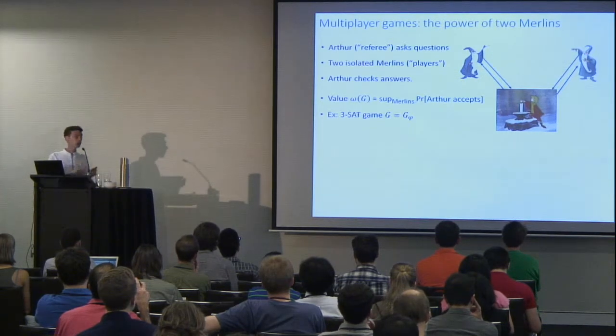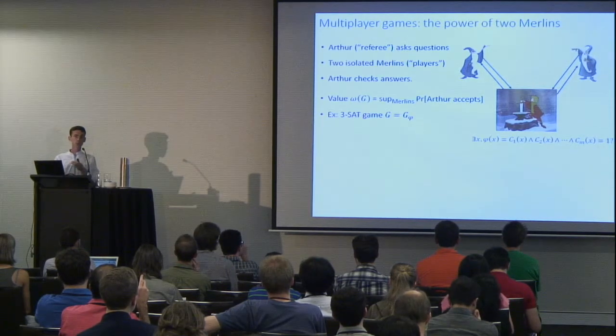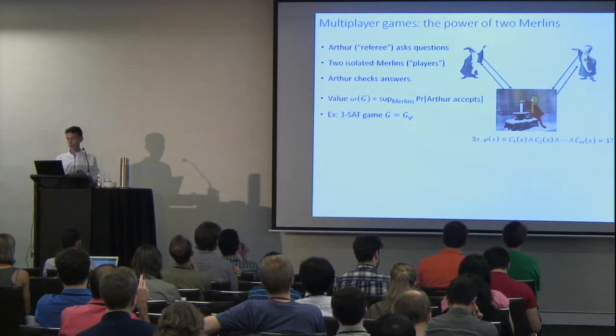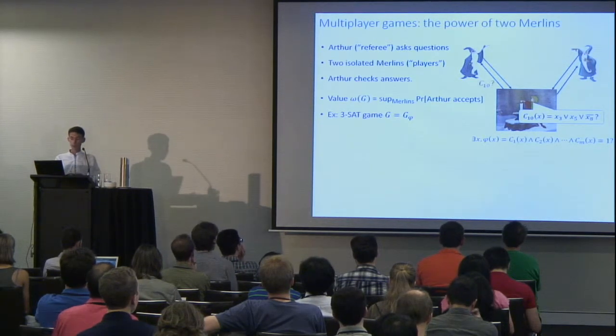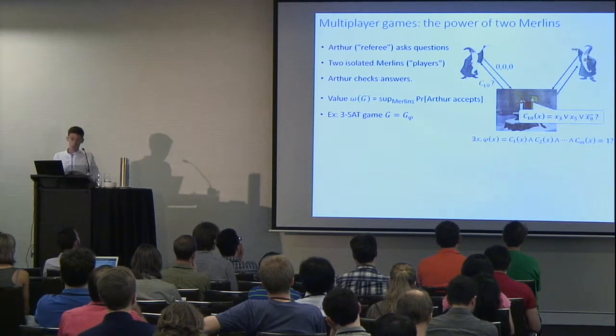So let's do a relevant example. Let's do a game for checking 3-SAT formulas. It's called the clause versus variable game. So here's what Arthur does. He takes his 3-SAT formula, he chooses a clause as before, and then he asks the first Merlin for an assignment to the variables that show up in that clause. And the first Merlin is going to say something that satisfies the clause, obviously. There's no reason for him to say something that doesn't work.